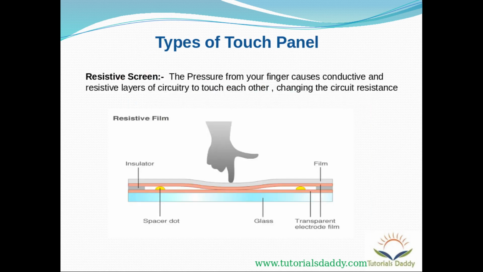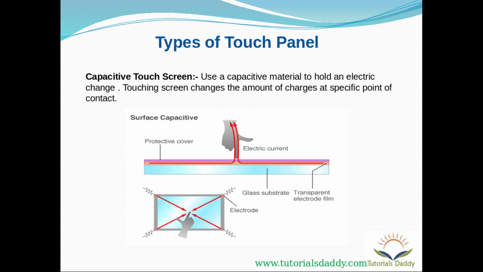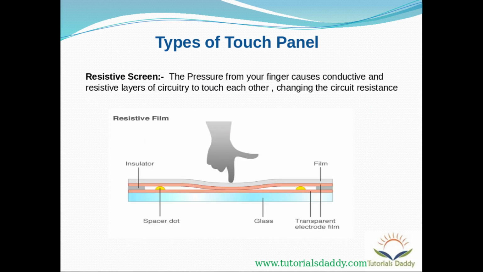Now we have two types of touch panel. One is resistive screens, and the other is capacitive touch panels. What is the meaning of resistive screens? Resistive screen means that whenever you are tapping on the screen, the resistance with which you tap on the screen is accounted for to estimate the touch or press which the user has made.